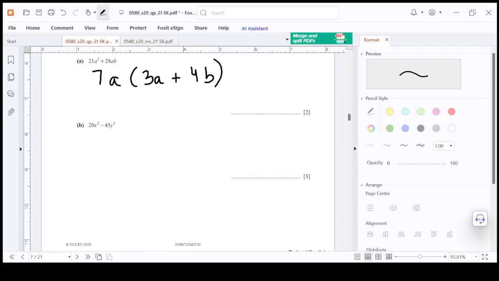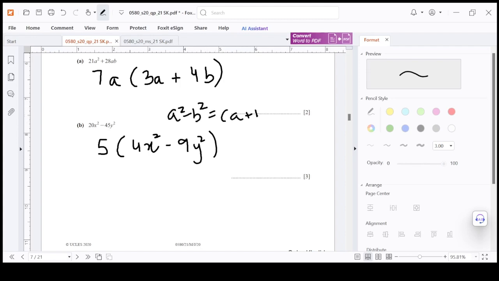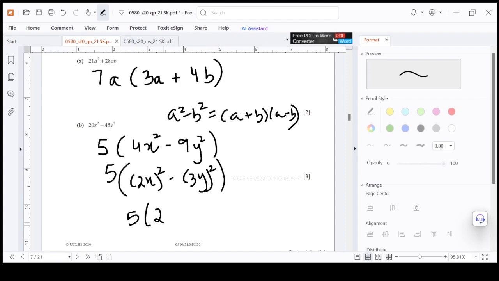Okay. Next, we can take 5 common, I believe. So 4x squared minus 9y squared. Now this is the identity a squared minus b squared, which is equal to a plus b times a minus b. But first make sure you write it as 2x whole squared minus 3y whole squared. So this would be 5 times 2x minus 3y times 2x plus 3y.